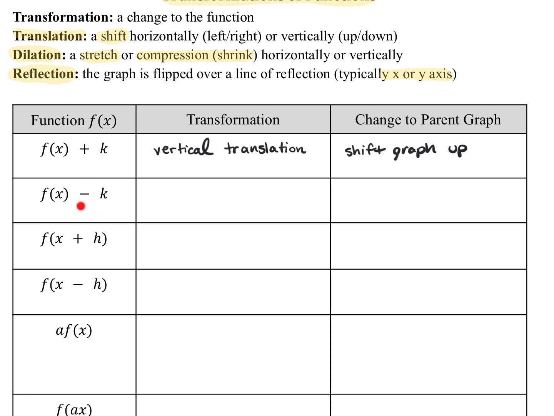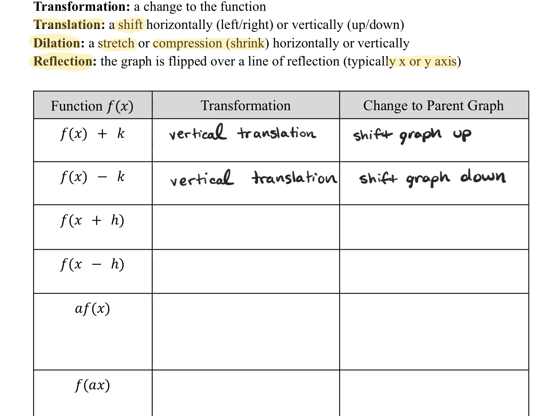And then if you look at this next one, again, it's addition or subtraction, which is always going to be a translation. It's outside the parentheses, so it's another vertical one. Anything that's not affecting x, think of it as affecting y, so making it vertical. So this is another vertical translation, but because we see that it's minus k, this time it's going to shift our graph down. And it would shift down k units, whatever k is.